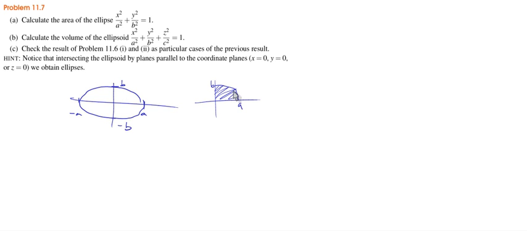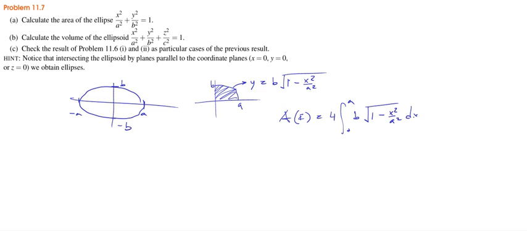Now this here, this y, we have done this before. This is b times the square root of 1 minus x squared over a squared. Check problem 11.6, right? We've done this before. Now the area of the ellipse is 4 times this area, which is the integral between 0 and a of this function, b times the square root of 1 minus x squared over a squared dx.